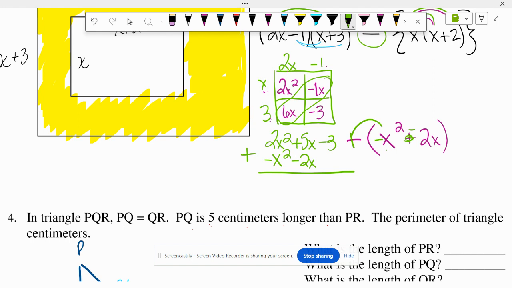So let's see. Negative 3 doesn't have anything to be combined with, so I'm just going to bring down my negative 3. Positive 5 minus 2x is a positive 3x. And 2x squared minus 1x squared is x squared. So this is the area of the shaded region. We took the area of the large minus the area of the small.